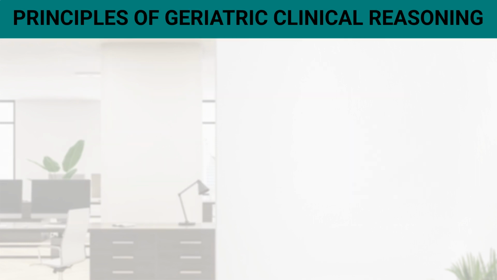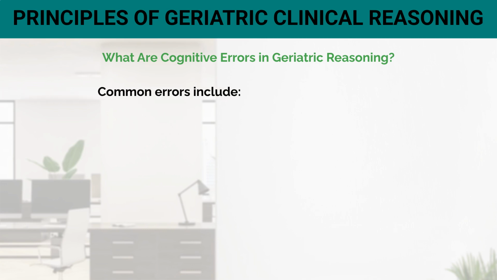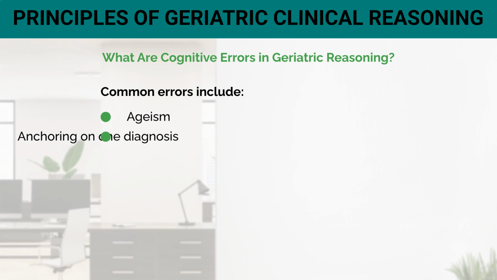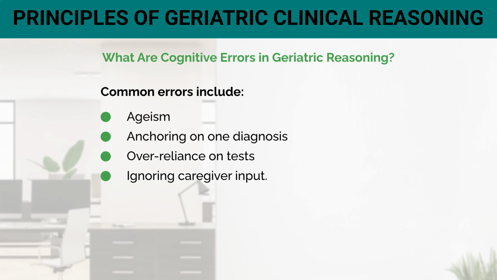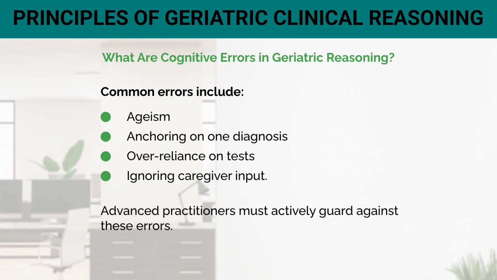Finally, let's see the cognitive errors in geriatric reasoning. Common errors include ageism, "this is normal for age," anchoring on one diagnosis, over-reliance on tests, ignoring caregiver input. Advanced practitioners must actively guard against these errors.